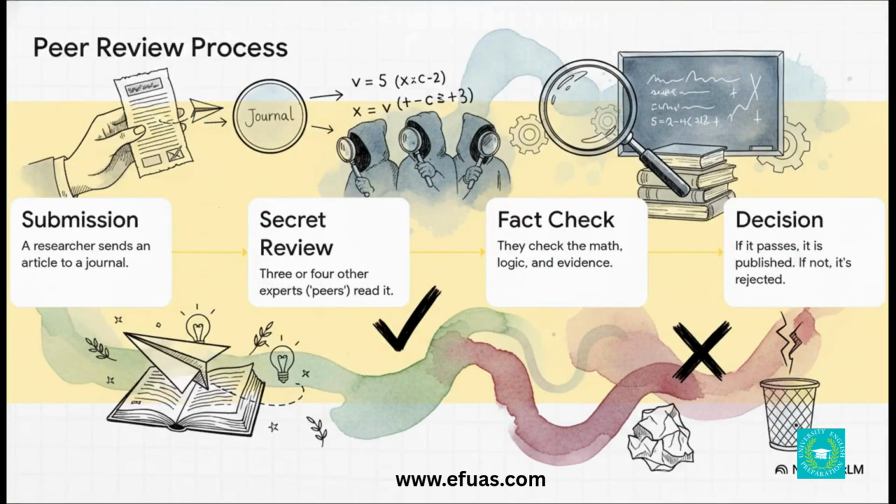So here's how it goes down. A researcher finishes their work and submits it to a journal. Then the editor sends it to like 3 or 4 other experts who act like detectives. They secretly check everything: the logic, the evidence, the math. If the article is solid, it passes the test and gets published. But if they find big problems, it gets rejected. It's a really tough process, and that's exactly why we can trust what makes it through.